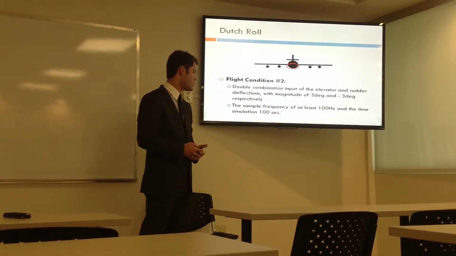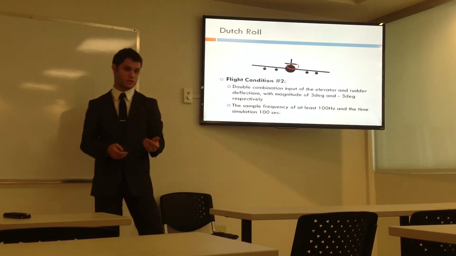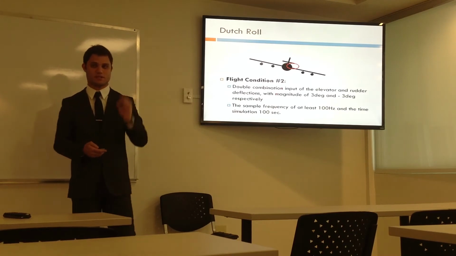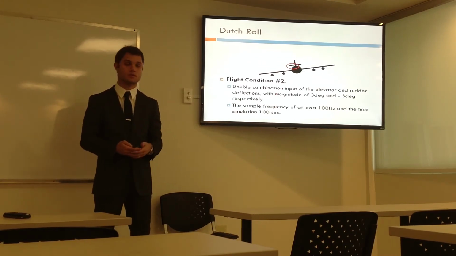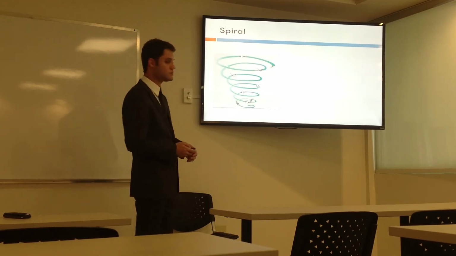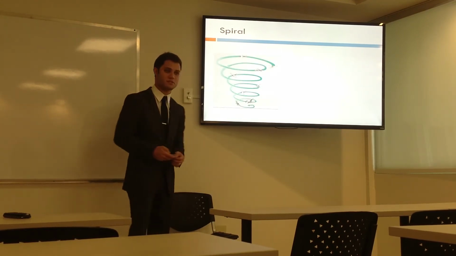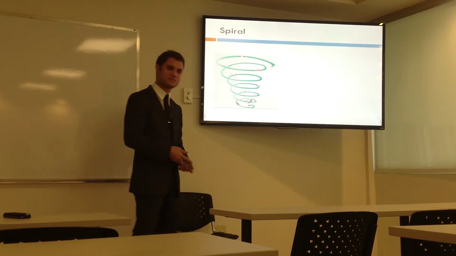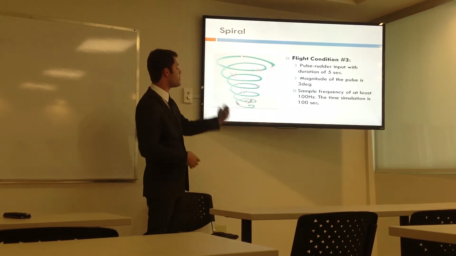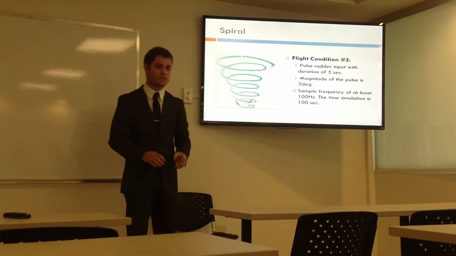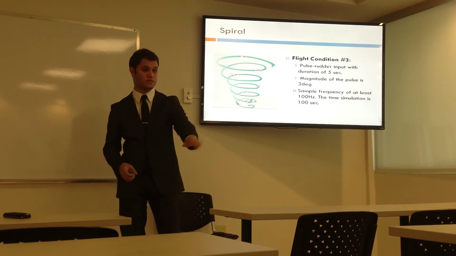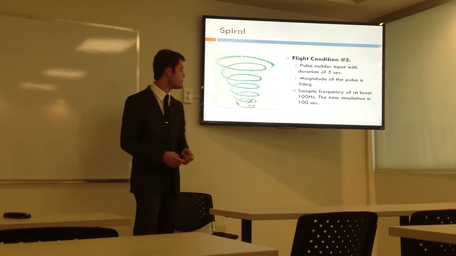So also we're going to have a sample frequency of 100 hertz and a time for the simulation of 100 seconds, just to keep the same number of data points as the other ones. So the last maneuver that we have is called a spiral, which is what you generally see in the cartoons as the airplane crashes. So we're going to get what's called a pulse rudder input, meaning it's not a gradual input.